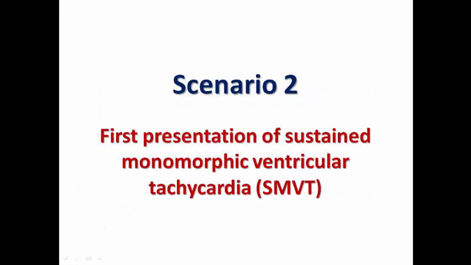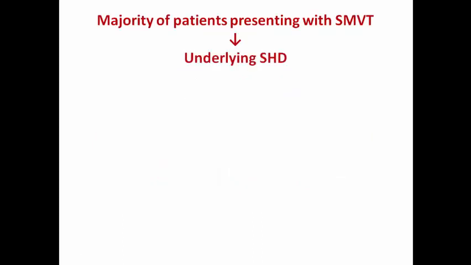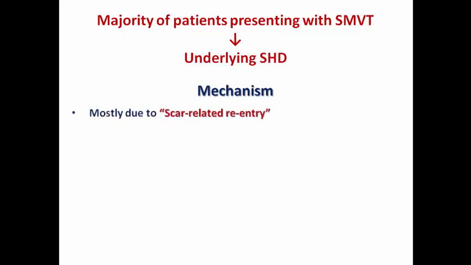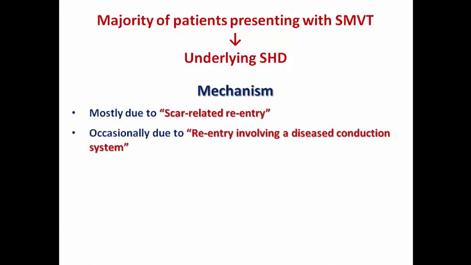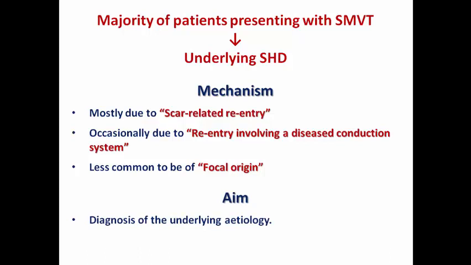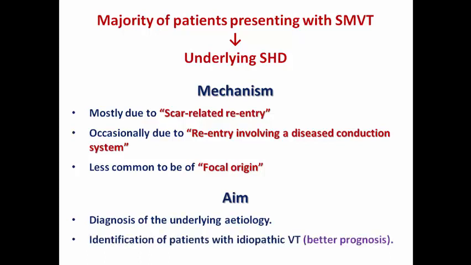The second scenario is a patient presenting for the first time with sustained monomorphic VT. The majority of those patients have underlying structural heart disease, and so the most common mechanism for VT is scar-related re-entry, but occasionally it may be due to re-entry involving the diseased conduction system, like in bundle branch reentrant VT, and less commonly of focal origin due to abnormal automaticity or triggered activity. So the aim is to diagnose the underlying etiology and identify patients with idiopathic VT who have better prognosis.